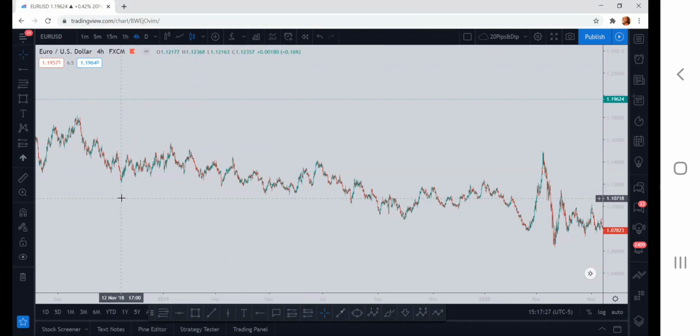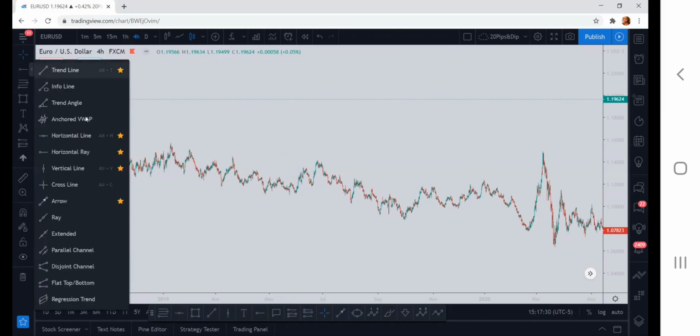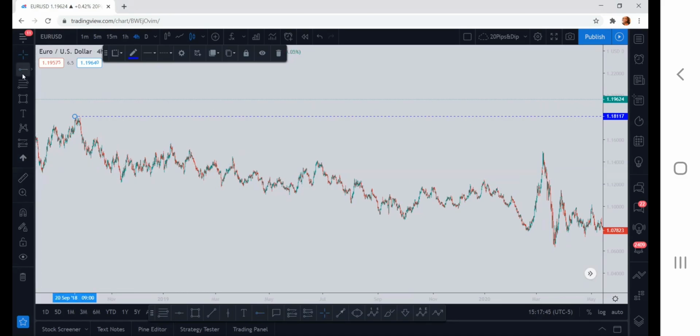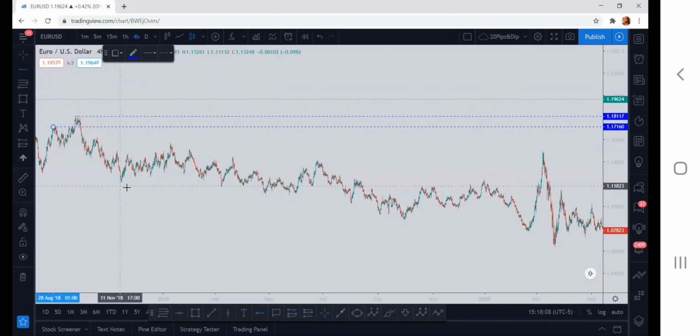So I'm going to show you two different ways to do this. The first way is to use a horizontal ray. I can see that we are in a downtrend right here on Euro USD. So I'm going to use the horizontal ray to touch the top boundary of this trend. Everywhere that this trend has created a lower high or lower low, I'm going to touch those 2 points with the ray. I'm seeing this right here as being that. And then I'm going to look on the other side.